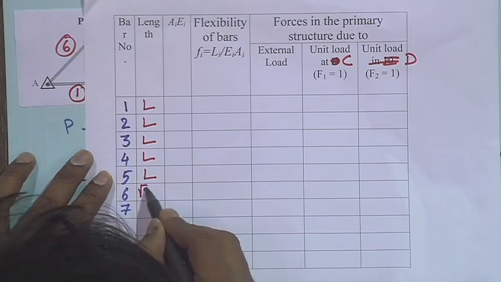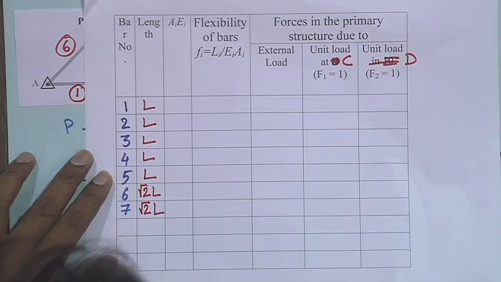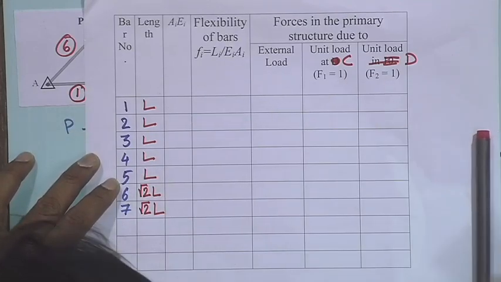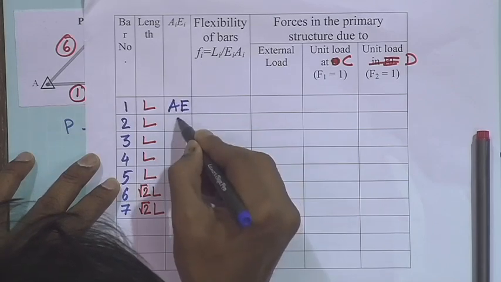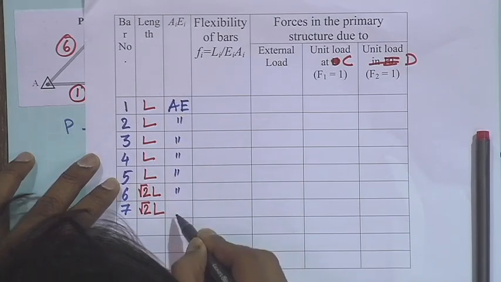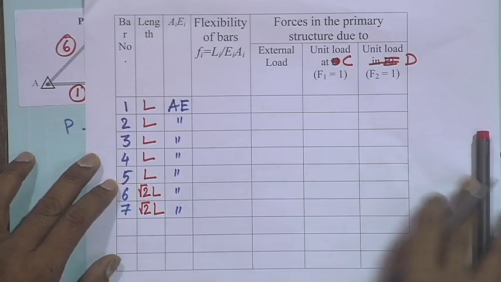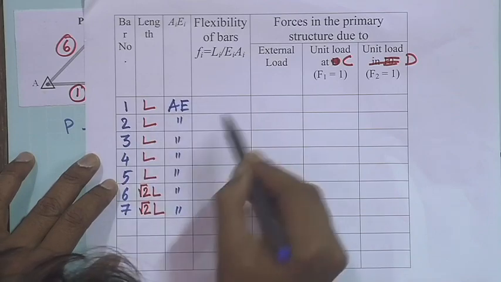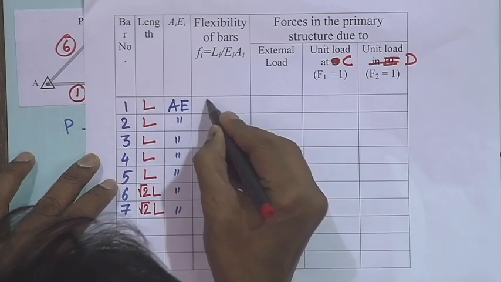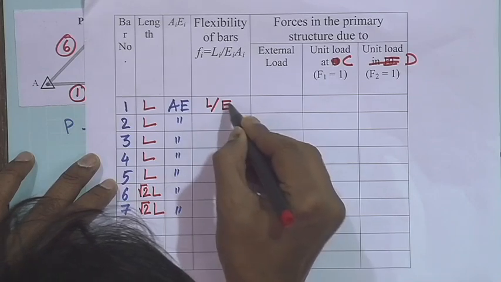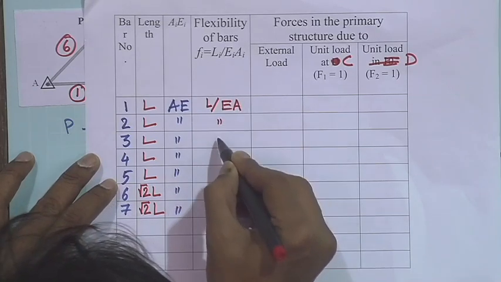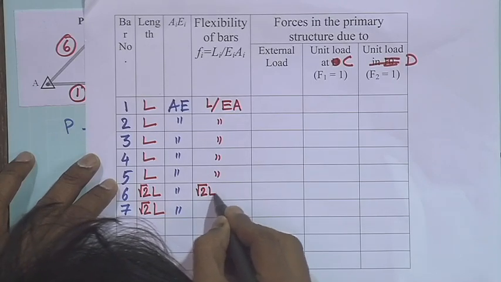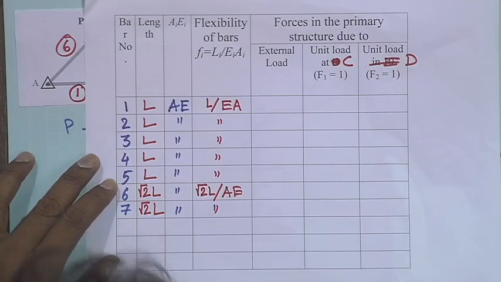Six and 7 becomes root 2 L, root 2 L. Okay. And for this problem, AI is same for all. So, for all members, A and E are same. So, flexibility again we can determine L by EI, this divided by... So, for this it is L by EI, which is L by EA, which is same for all, and for this case root 2 L by AE, and again it is same.